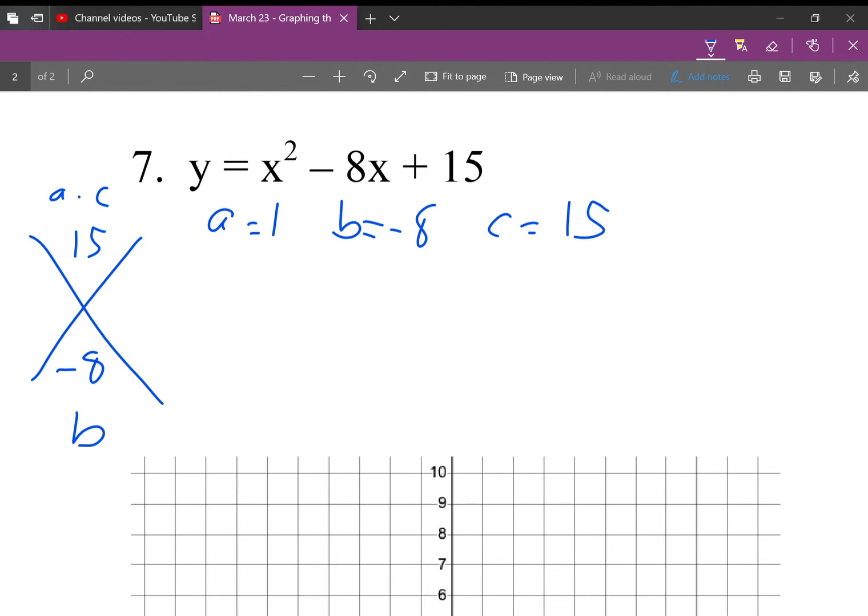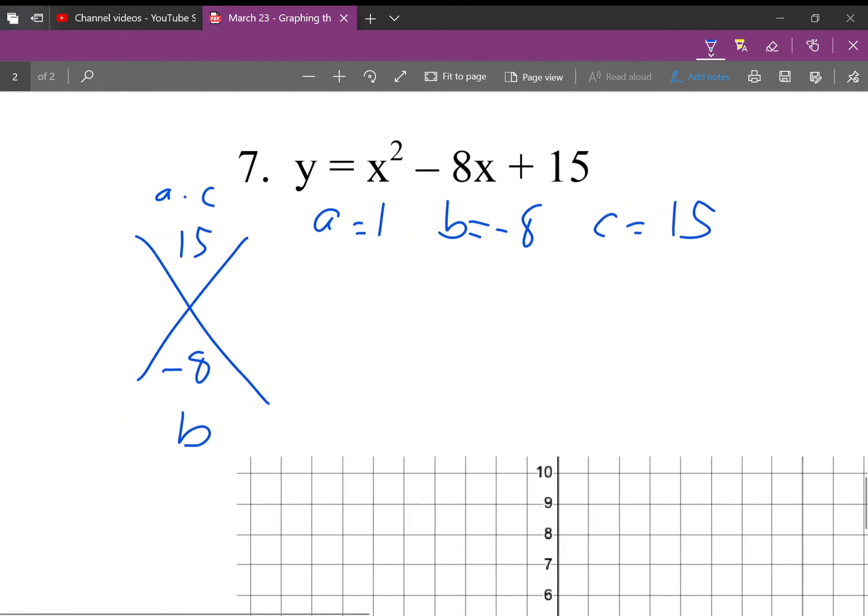So what if we tried, let's say, -1 and -15? Well, it is true that -1 times -15 does make positive 15 on the top. But if you were to add these 2 numbers together, -1 and -15, you would end up with -16. And that is definitely not what I want. So let's try something else. And I didn't really have a lot of things to try. To make 15, the only other thing that's going to work is 3 and 5. And in this case, it'll be -3 and -5. So my equation factors into y equals x minus 3 times x minus 5.